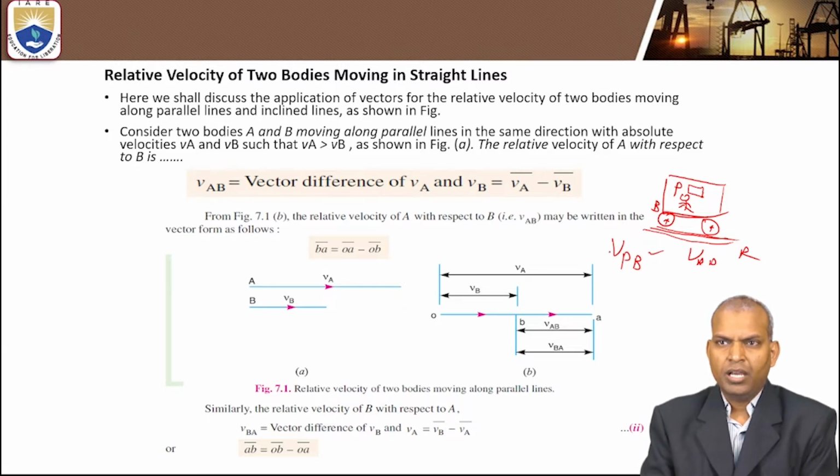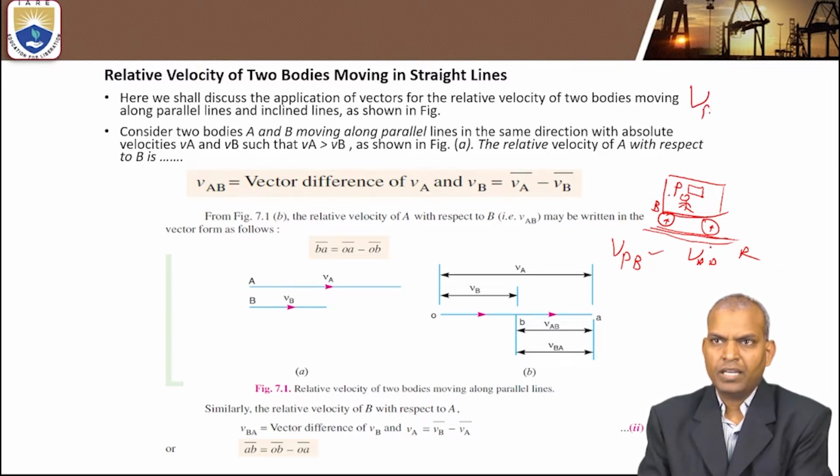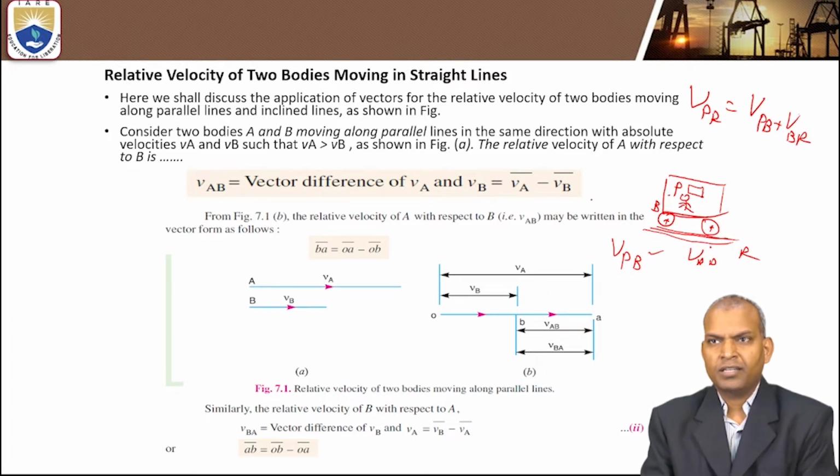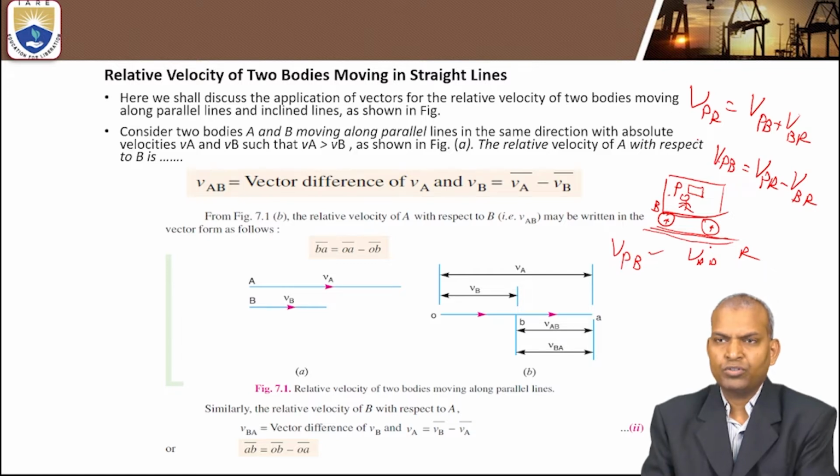Pay attention. If you want the velocity of the person with respect to the road, VPR, it equals the velocity of the person with respect to the bus plus the velocity of the bus with respect to the road. That is the manner. Now, from this velocity equation, the velocity of the person with respect to the bus equals the velocity of the person with respect to the road minus the velocity of the bus with respect to the road. This is the manner in which we are going to find it out.